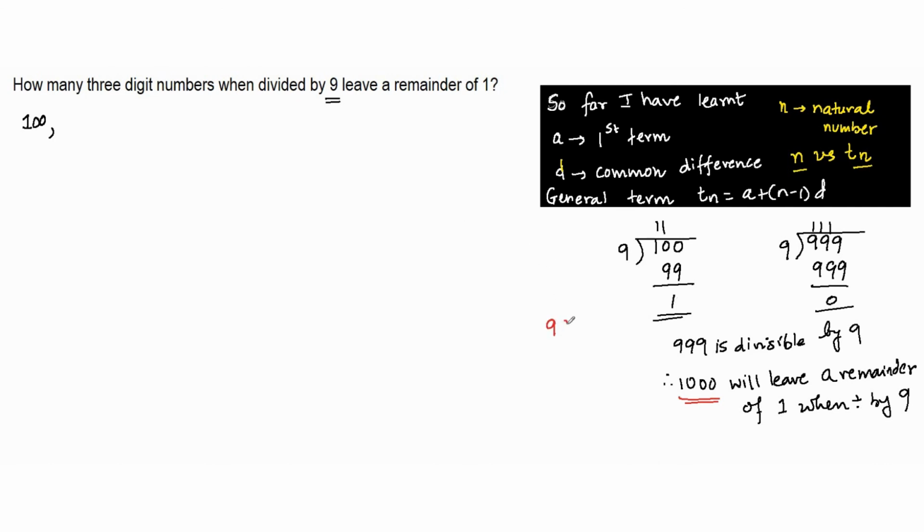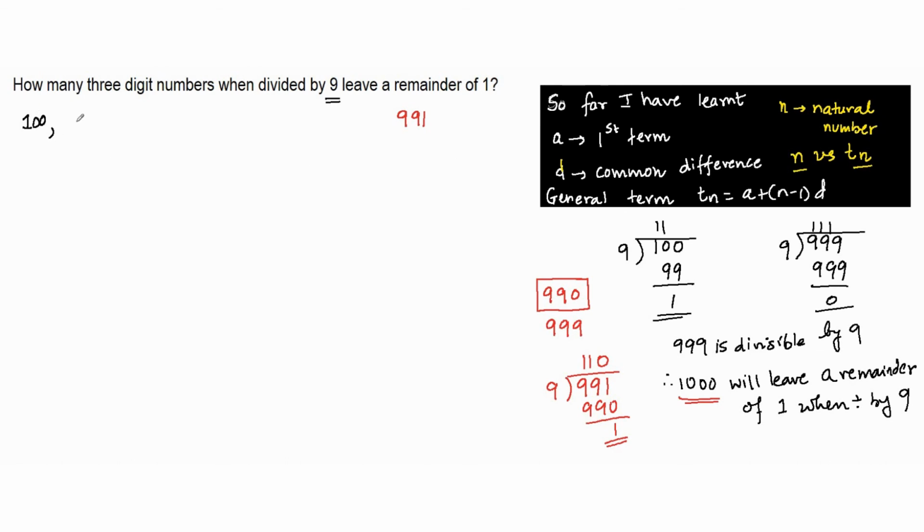999 is a multiple of 9. Now let me go one multiple prior to 999. It is going to be 990. So 990 is also divisible by 9, which means that when I take 991 and divide it by 9, I am going to get a quotient of 110 and the remainder is going to be 1, right? So 991 is therefore the largest 3-digit number which when divided by 9 leaves a remainder of 1.